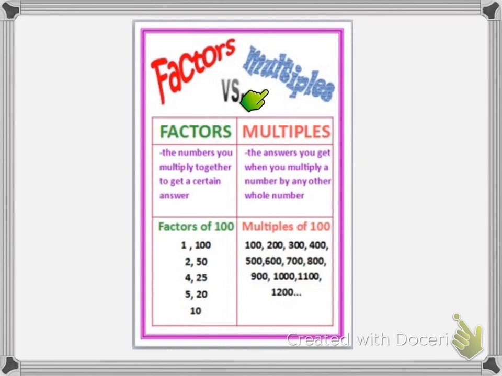So factors versus multiples. Factors are the numbers you multiply together to get a certain answer. Multiples are the answers you get when you multiply a number by another whole number. So look at the factors of 100: 1, 100, 2, 50, 4, 25, 5, 20, and 10. The multiples are the answers you get when you multiply with factors. And look how many. And they can continue. That's what the dots mean, that this would keep on continuing. There are a lot more multiples than there are factors.